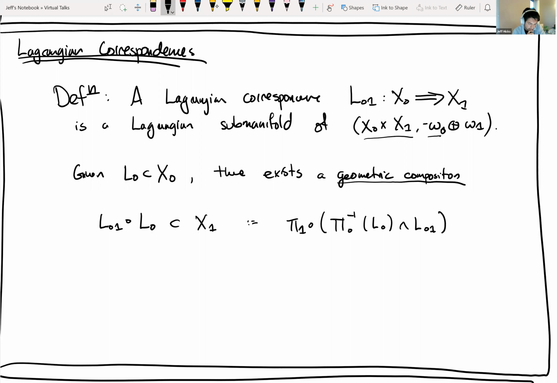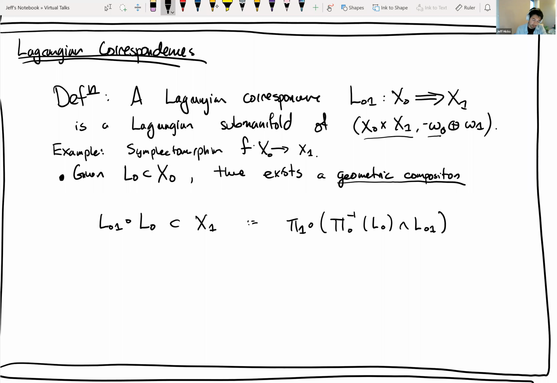An example of one of these is to take a symplectomorphism between two symplectic manifolds, and then the graph of the symplectomorphism gives you an example of a Lagrangian correspondence.